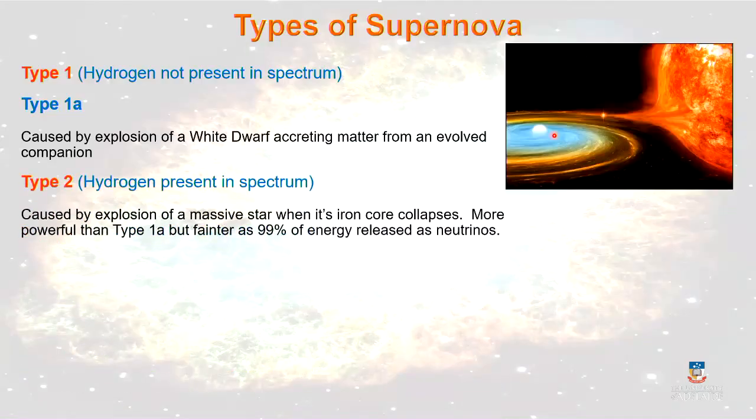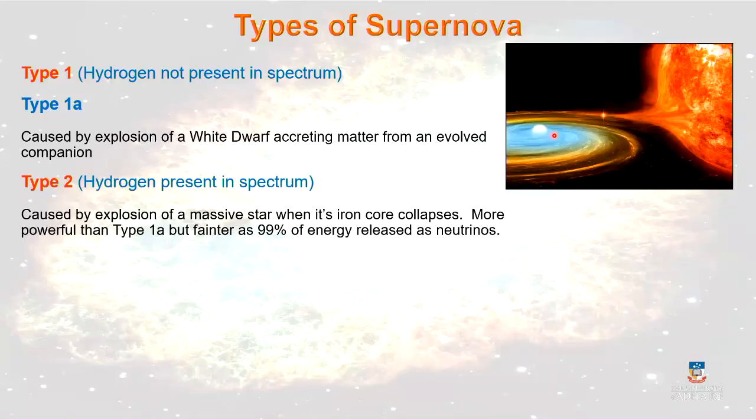Then we have type 2 supernovas, where hydrogen is present in the spectrum. And so this is basically the type of supernova I just discussed earlier, which is an iron core collapse supernova. Now, these are more powerful than a type 1a, but they're fainter, which seems contradictory. But that's because most of the energy of the type 2 is produced as neutrinos, which we can't see. Whereas most of the energy in a type 1a is in the form of electromagnetic radiation, which we can detect.